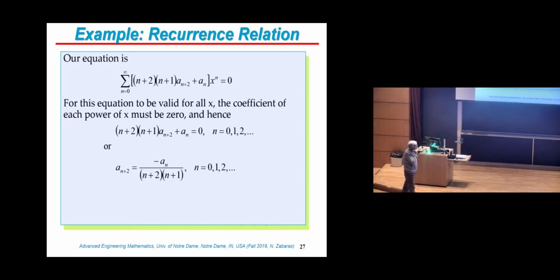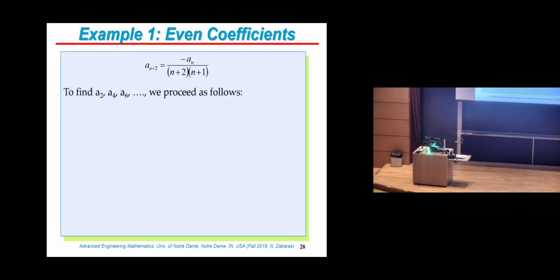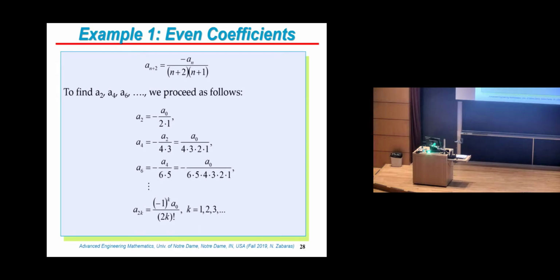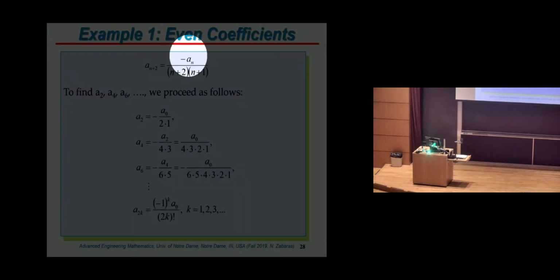And now, of course, you guys told me that we're supposed to get sines and cosines. Do we get sines and cosines? Let's see that. All right, so let's calculate first the even coefficients a2, a4, a6. If you put n equal to 0, you will get a2 equals minus a0 divided by 2 times 1. And then if you put n equal to 2, a4 will be minus a2 divided by 4 times 3.